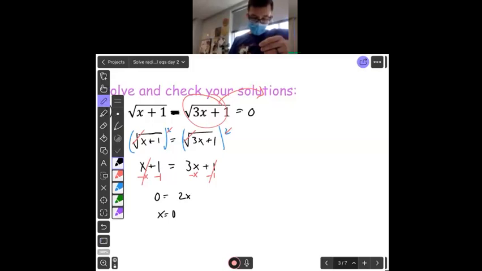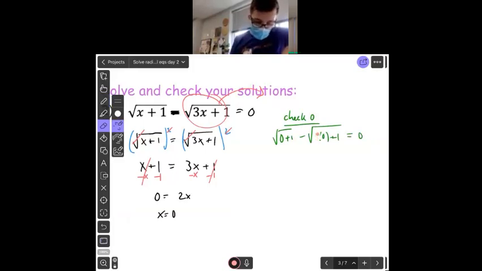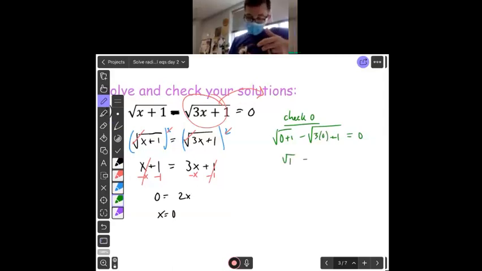So let me check 0. If I use my original equation, the one that I changed, so my new original equation, 0 plus 1 minus square root of 3 times 0 plus 1 equals 0. It's really horrible handwriting. So of course 0 plus 1 is 1, so square root of 1. 3 times 0 is 0, plus 1 is 1, so square root of 1.